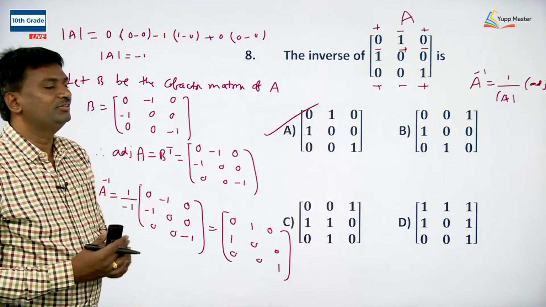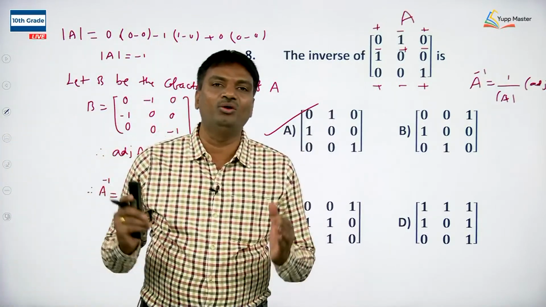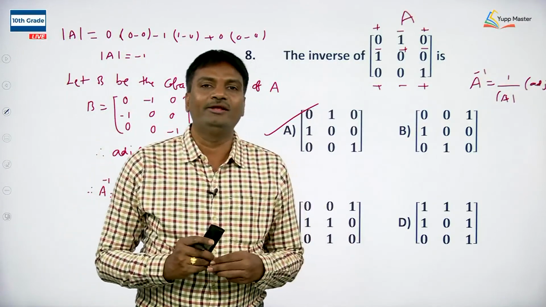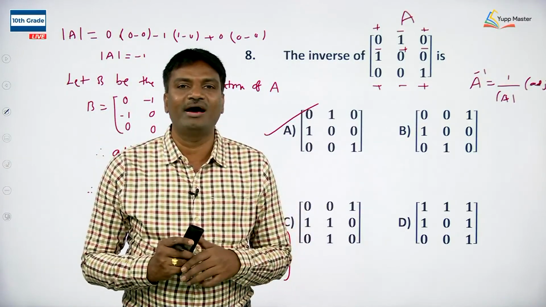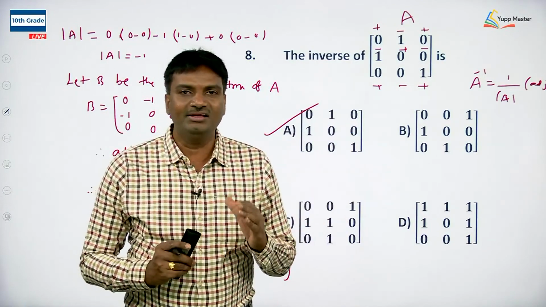Okay. So this is a 3 cross 3 matrix. When a 2 cross 2 matrix is given, we know how to find the inverse of that matrix simply 1 by ad minus bc into d minus b minus c a, but here the given matrix is a 3 cross 3 matrix.